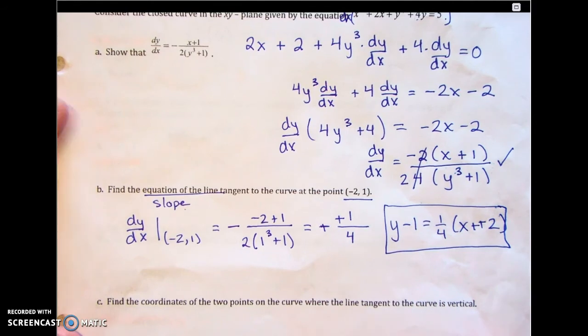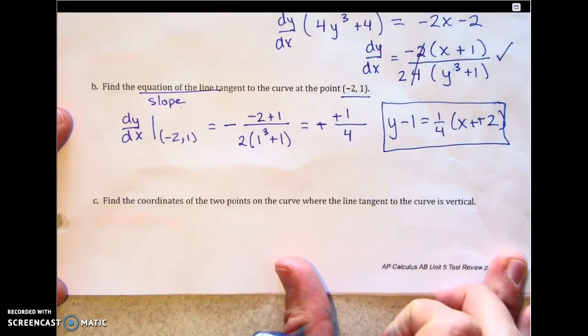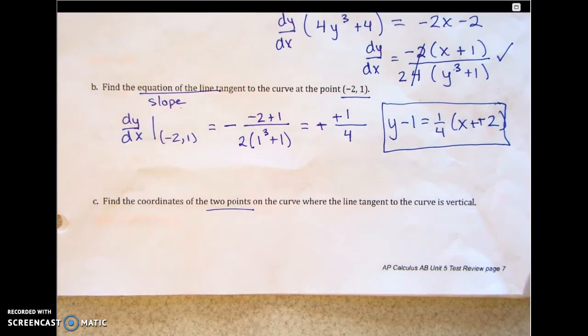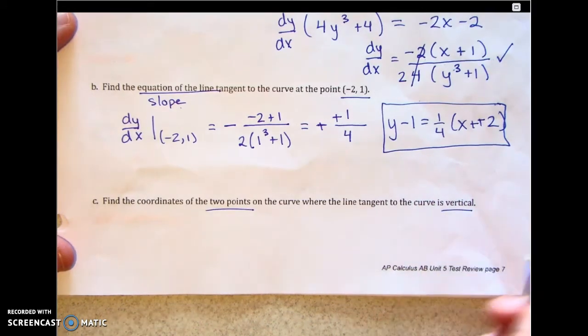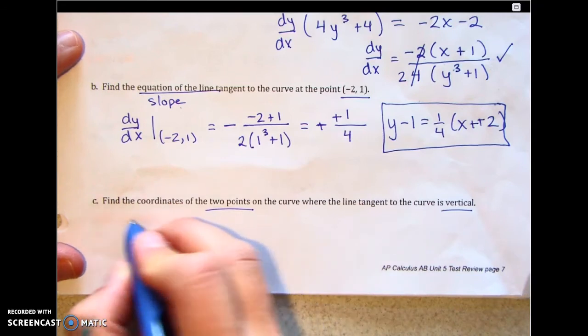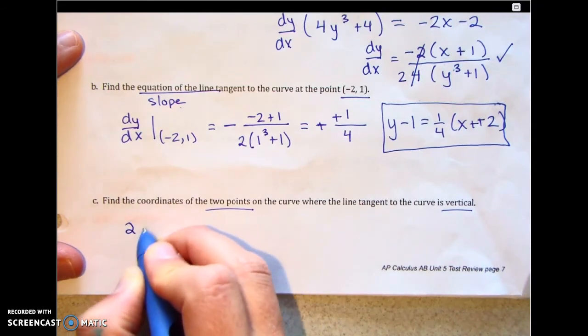Eek. Okay. Find the coordinates of the 2 points, thank you for telling me there's 2, on the curve where the line tangent to the curve is vertical. So a vertical tangent line means the derivative is undefined, and we're going to set the denominator of the derivative equal to 0.